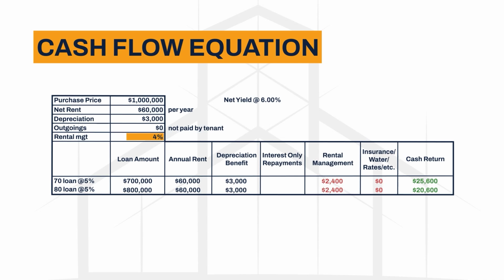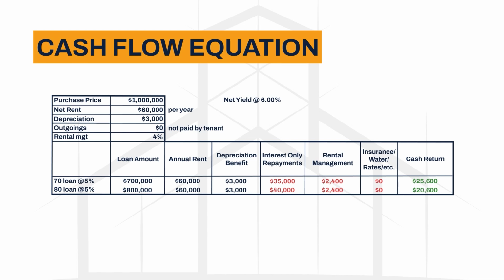Plus, we have interest-only repayments. For a 70% LVR on a 5% interest-only loan, the repayments are $35,000 a year. So this brings our total expenses to $37,400, which you can see in red. Remember, with commercial property, the tenant pays your outgoings, such as council rates, water rates, and maintenance.